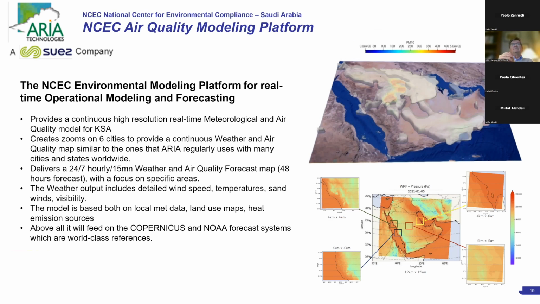And here we delivered for 24/7 hourly 15 minutes weather and air quality forecast map with 48 hours forecast and with a focus on specific areas. So in the drawing that you see here, you have the air quality, the whole map of the region, and then you have the location of 4 zoom areas. And inside these 4 zoom areas, which are 4x4 kilometer resolution, you end up having a high resolution domain for 6 cities that I will show some detail of later.